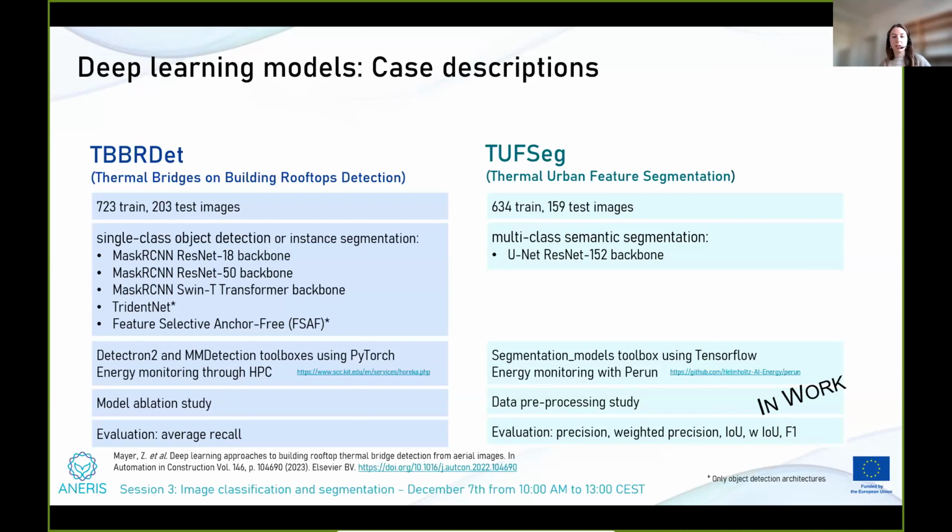I decided not to include the whole table with all of the evaluation metrics. I can say that the SWIN transformer-based backbone Mask RCNN performed best, and that also some data augmentation took place, like random flipping and so on.